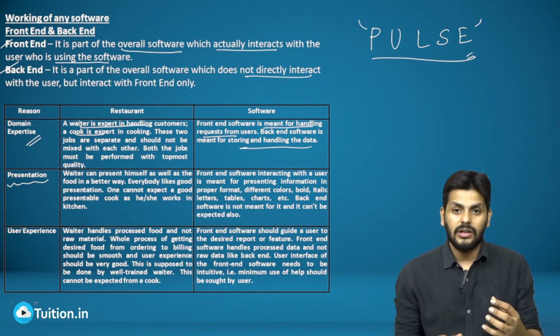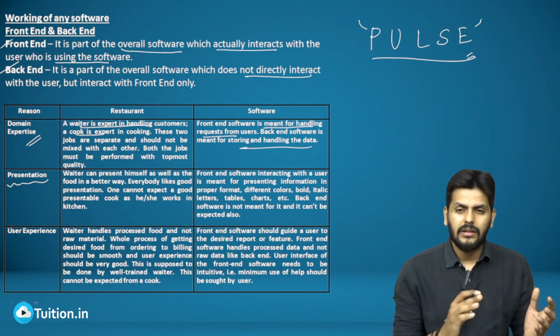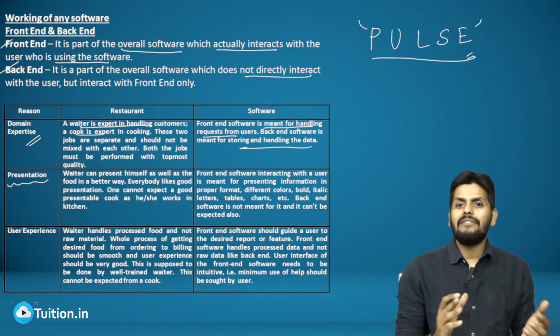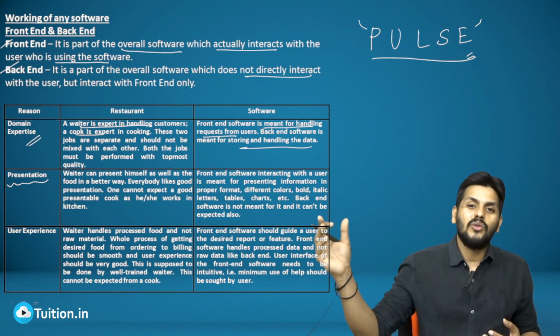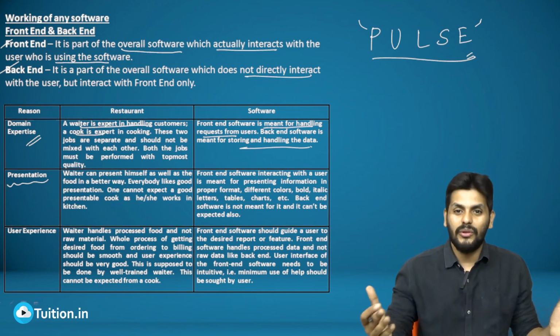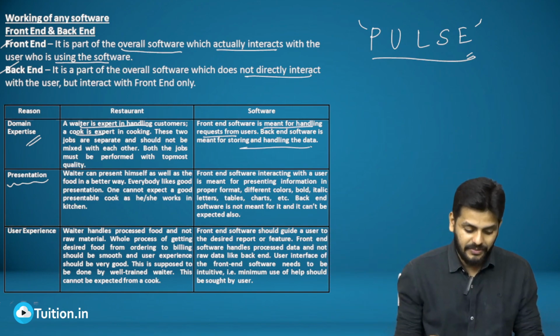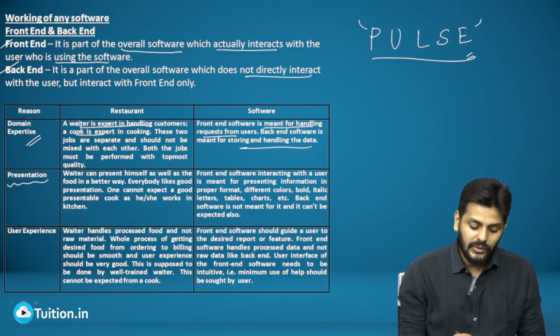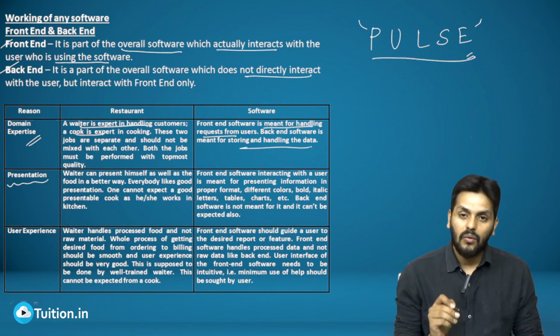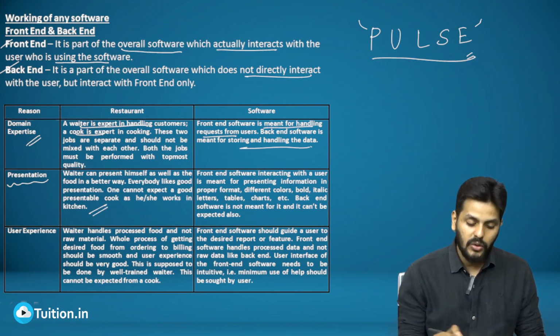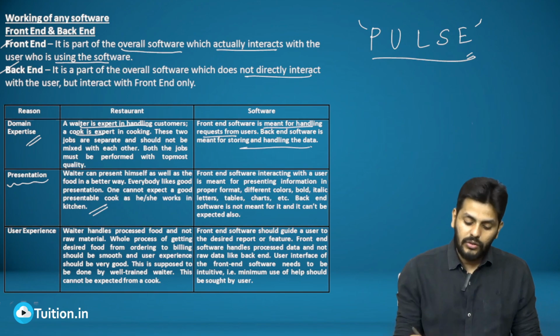He can't come and talk to the customer in a pleasing manner. Not that he can't, but they have expertise in their respective jobs, and presentability is important. You can't expect a cook to directly walk away in the same uniform to meet a customer. It doesn't seem right. A waiter can present himself as well as the food in a better way, and everybody likes good presentation. One cannot expect a cook to be good at presentation. So is the case with this.